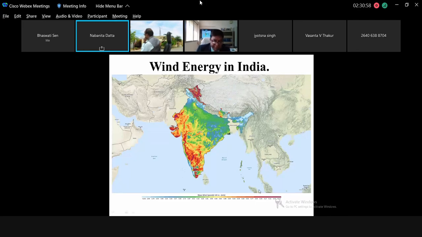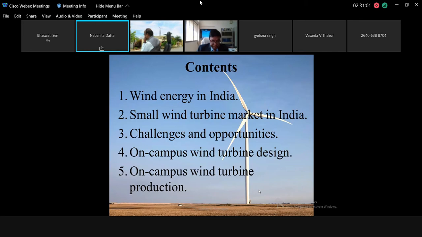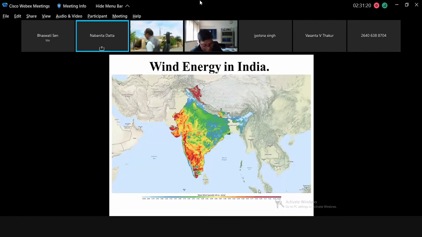Okay, perfect. So we'll be talking about wind energy in India, which Dr. Balaraman has already given us a good introduction to. We'll look at small wind turbines, see the challenges and opportunities, and then I'll go a little bit into the details of the on-campus wind turbine design and production that's going on. The wind energy map of the country looks like this. We find that the Western Ghats have really good wind speeds, including Gujarat. I'm here in IIT Kharagpur, and this region doesn't have that good wind speeds.